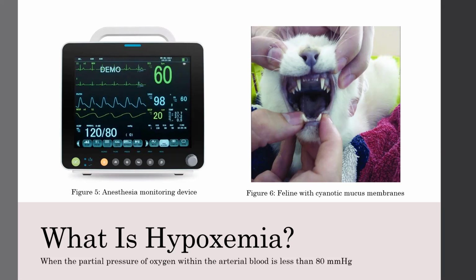On screen, we can see a portable monitoring device that can be used to assess several parameters within our patients, including their oxygen saturation levels. To the right, we see a feline patient that is exhibiting signs of cyanosis. Hypoxemia generally occurs due to any condition that may interfere with the body's ability to access oxygen during breathing and effectively transport the oxygen molecules to the red blood cells.